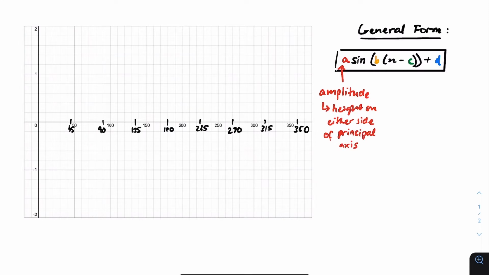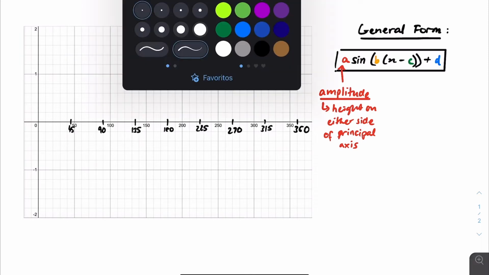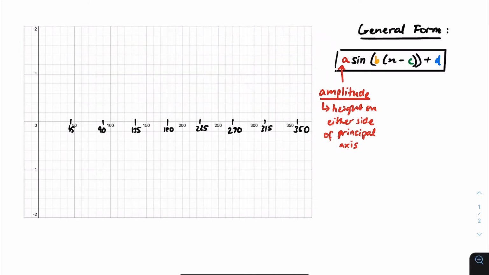So we've got some things to clarify here. So first of all, what is the principal axis? So the principal axis is basically like the foundation of the function. So in this case, sine starts at 0 and ends at 0 in terms of the y coordinate. So that means the principal axis would be this line over here, which is y is equal to 0, because the graph revolves around that area.